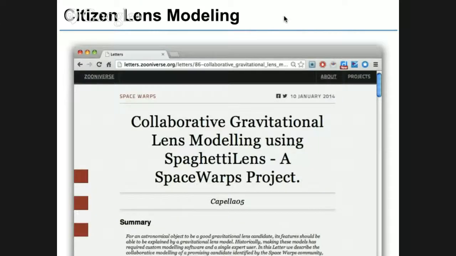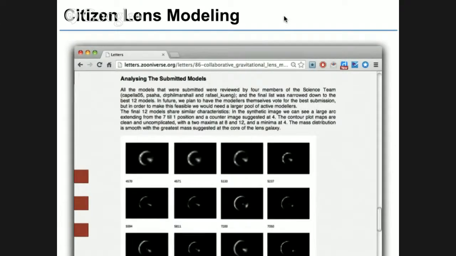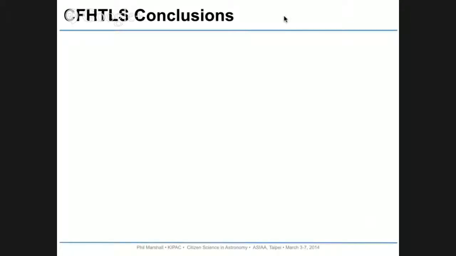Okay, so here's Capella05's letter. Interestingly, she reduced it to 12 models that she couldn't distinguish between, and so just put them all in. And I like this plan because it gives you some sense of the uncertainty. We're not yet at the stage where I can tell you that these are actually samples drawn from the posterior PDF of the lens parameters, but that's maybe a worthy goal.